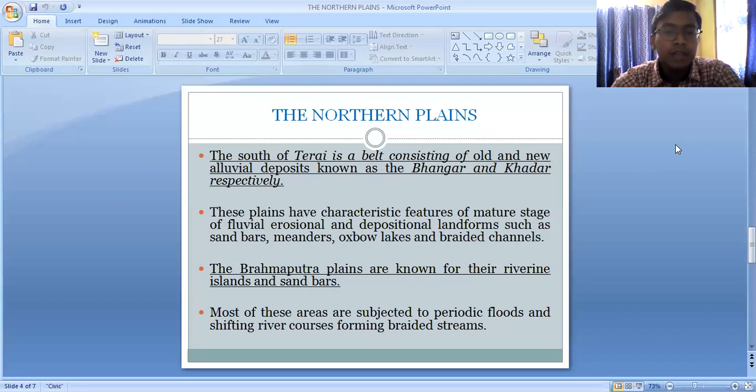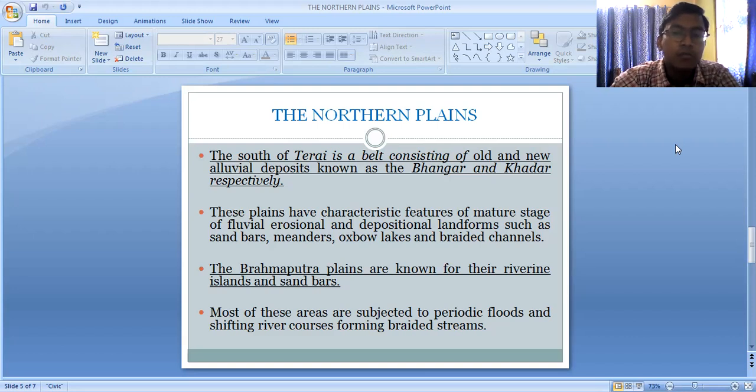To the south of the Terai is a belt consisting of old and new alluvial deposits known as the Bhangar and the Khadar respectively. Towards the south of the Terai belt, we have the main alluvial plains. It is also a part of the northern plains, but here the main alluvial deposits are there, where the land is utilized for agricultural practice. This alluvial plain is mainly divided into two subdivisions, that is the Bhangar and the Khadar. These are the two subdivisions of the northern plains.